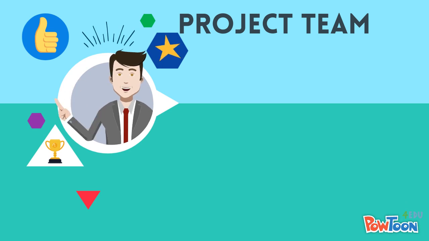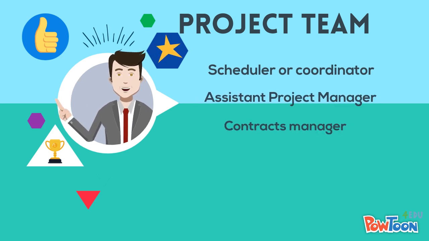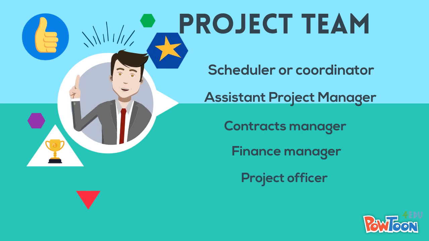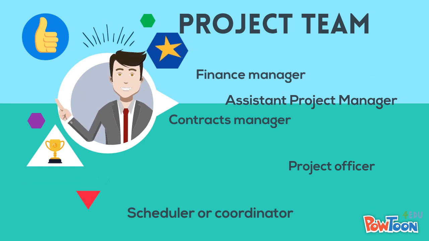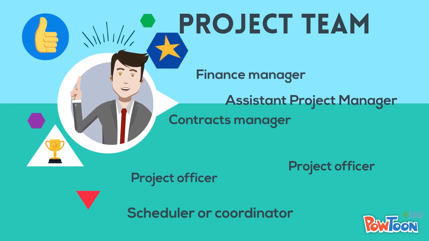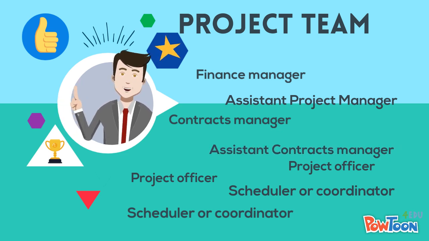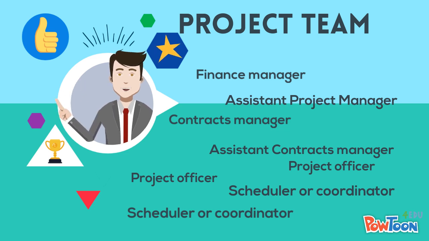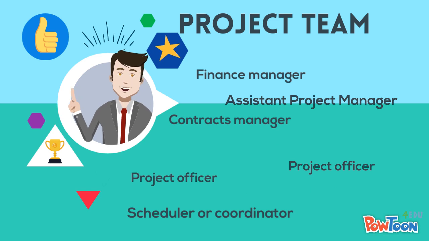Most projects require, at the very least, some general project roles: scheduler or coordinator, assistant project manager, contracts manager, finance manager, project officer. Sometimes one person can do all these roles. Again, the bigger the project, the more project support roles you will have. The roles for each project will change according to the complexity, scale, and context of the project. Bigger projects tend to have more tasks and needs and therefore bigger teams. It's also normal for people to come and go from a project team, and this can make the team unstable.